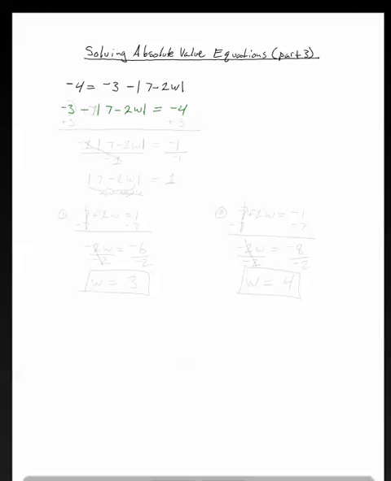Next thing I would do is change my subtraction to addition of the opposite. And when I do that, I do addition of the opposite. And now I've got this negative sign sitting right outside the absolute value bar. So that's really multiplication by -1.